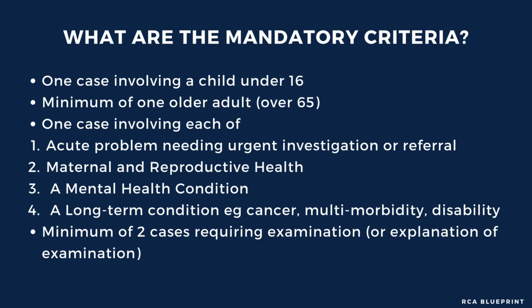One case involving each of, firstly, acute problem needing urgent investigation or referral. For example, an acute admission or a 2-week wait referral. Secondly, maternal and reproductive health, for instance, prenatal, antenatal or postnatal problem, or this could include contraception or sexual health problem, a mental health condition, and a long-term condition, for example, cancer, multimorbidity, or disability. Last but not least, a minimum of 2 cases requiring examination or explanation of examination.